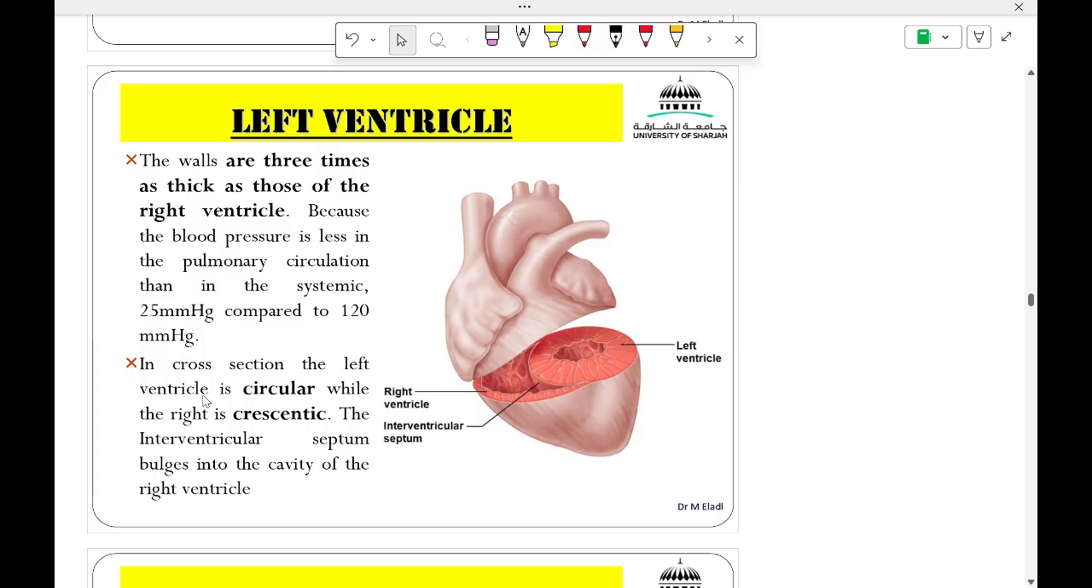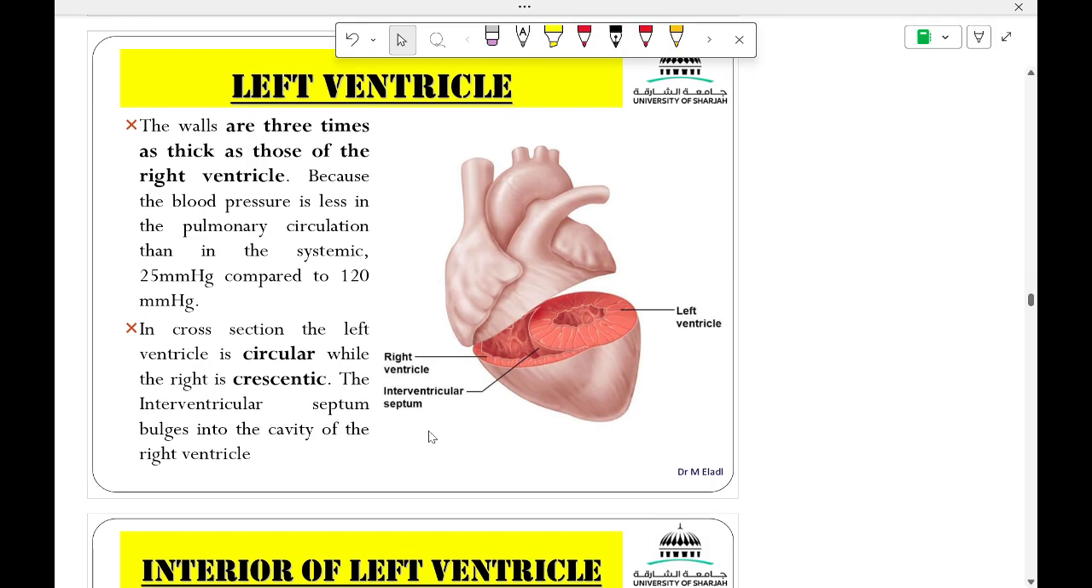left ventricle. Now, in the cross section, as we can see over here, we can see that the cavity enclosed by the left ventricle is going to be circular, while that formed by the right ventricle is almost like a crescent. Why is that? Because the wall of the left ventricle is way thicker than the wall of the right ventricle, and it's going to more or less just bulge into it, okay? And this is what creates this appearance.